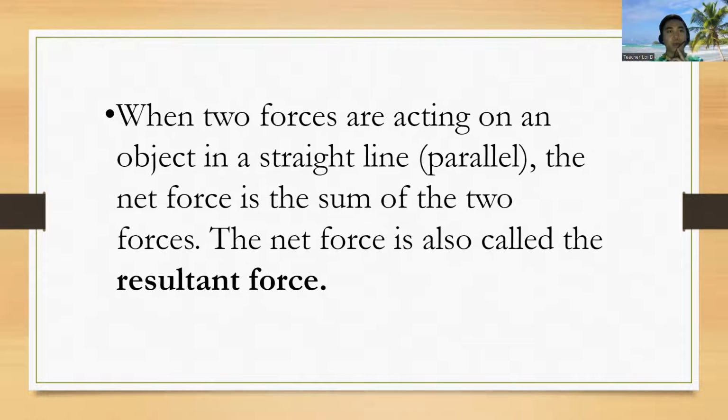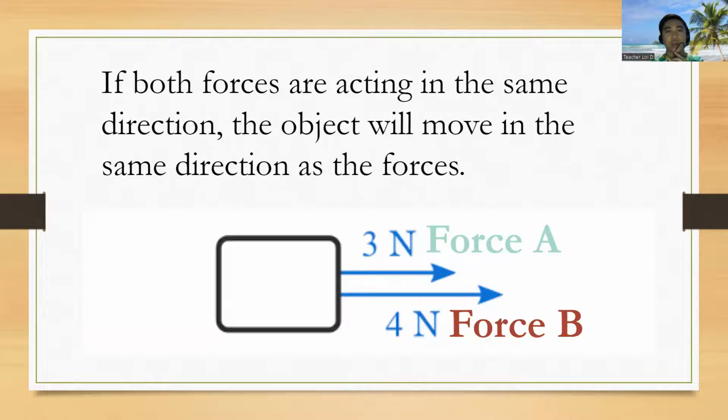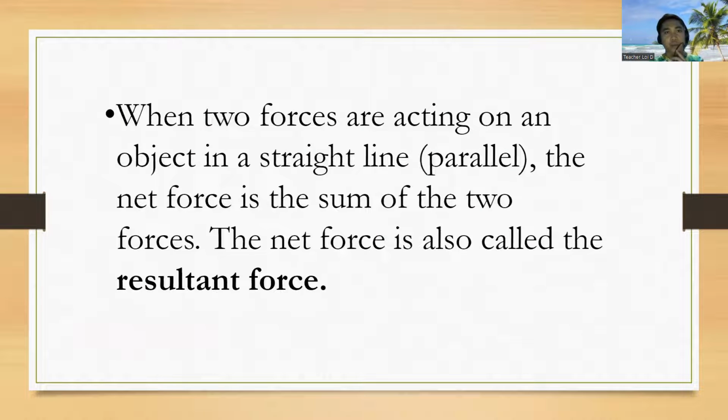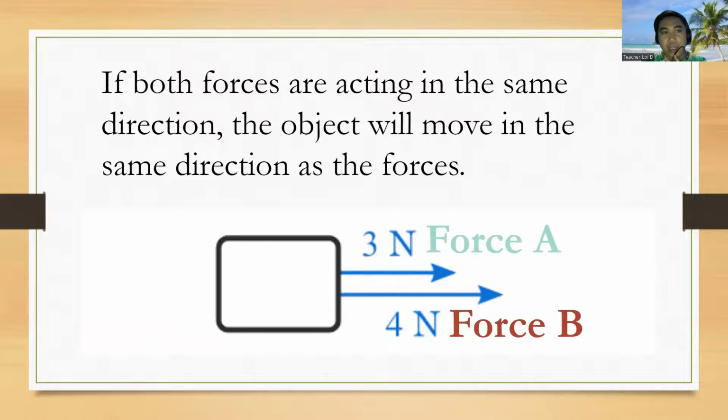Kung yung amount of force ay konti lang, konti lang din yung paggalaw. Diba? So when two forces are acting on an object in a straight line or parallel line, then the net force is the sum of the two forces. The net force is called the resultant force. So yung nakita natin doon sa simulation. If both forces are acting in the same direction, the object will move in the same direction as the forces. Kung parehas or same lang yung direction ng force A at force B, sa isang direction lang siya mapupunta. At tulad ng 3N, meron yung force A and yung force B ay 4N naman.